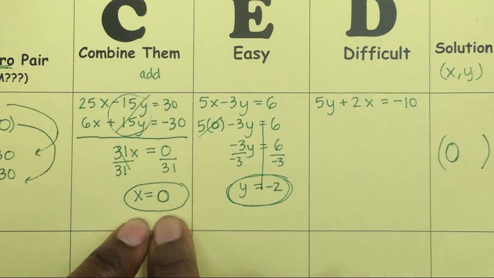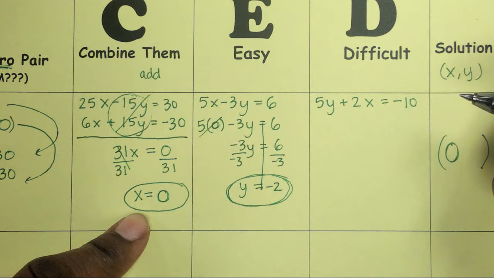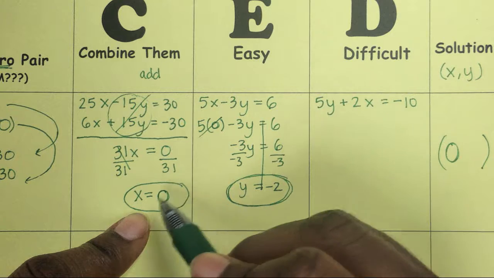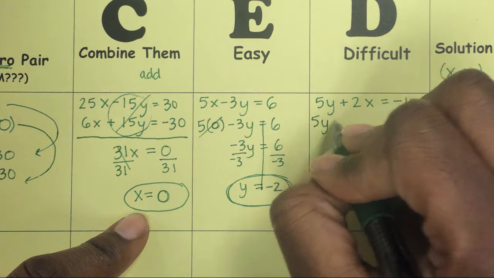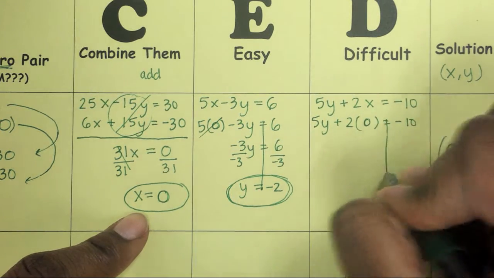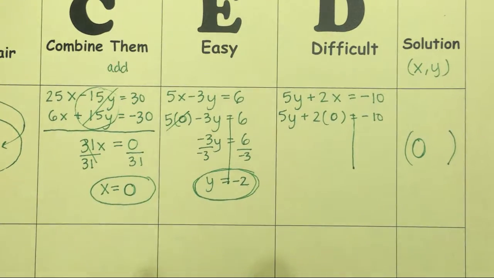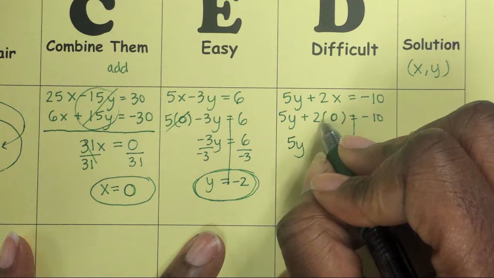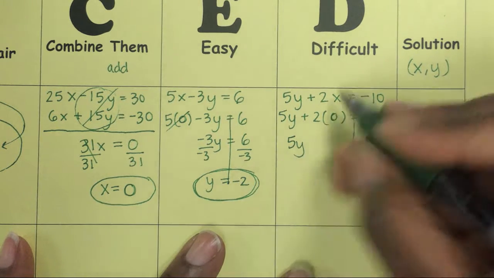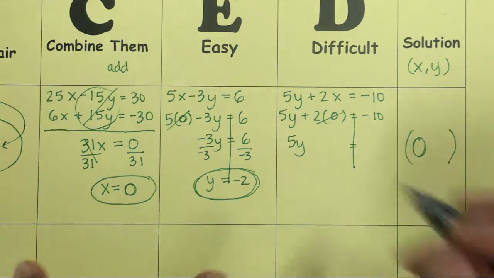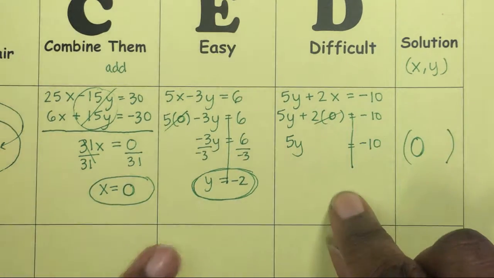So I'm taking the x and I'm plugging it into what? Where am I going to plug it into? Which spot? Yeah, it's an x. So please plug it into the x spot. And then we got to start solving again. So that's going to be 5y plus 2 times 0. What's 2 times 0? Cancels out. 2 times 0 is 0. Then we have -10.